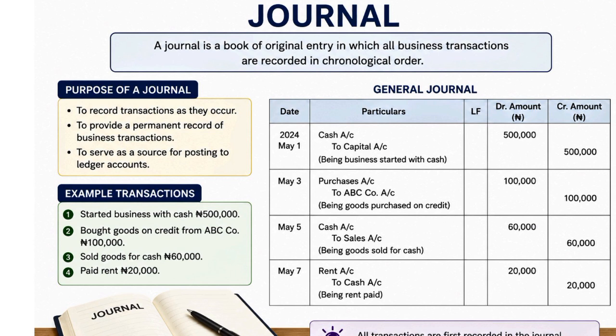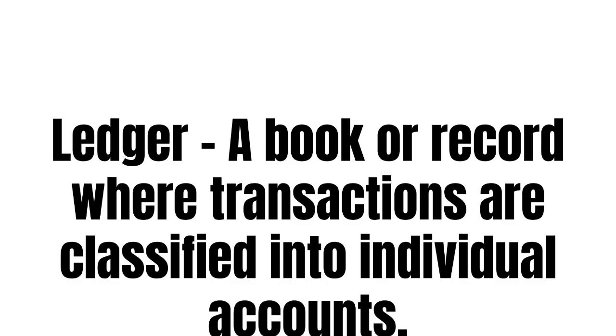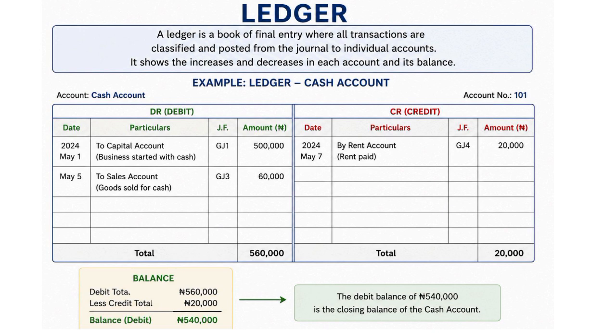So we're still going to explain that better during the course of our class. The next thing we'll be looking at is ledger. A ledger is a book or record where transactions are classified into individual accounts. After we have recorded the transaction in the journal, the ledger is the last destination of all books of account. Then we now classify them into individual accounts. That's the format of a ledger being shown.